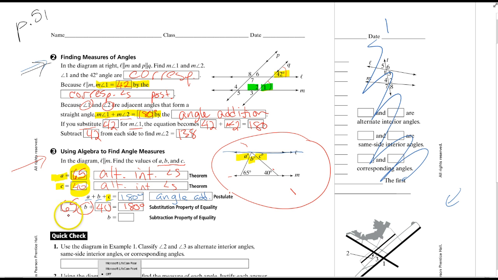And now I can simplify the 65 and the 40, that's 105. Subtract 105 from both sides. And there it is, the subtraction property of equality, that's the subtracting of the 105. And I'm left with B equal to 75 degrees.